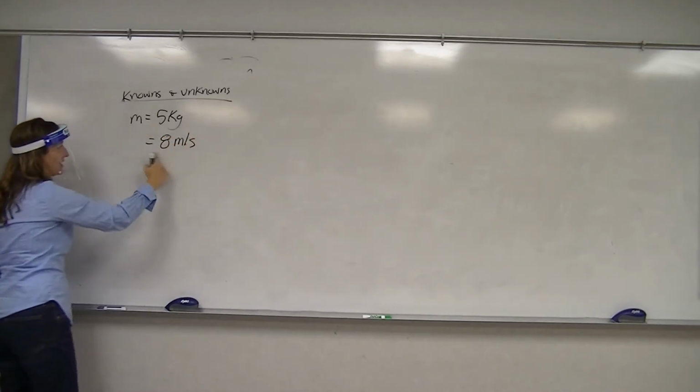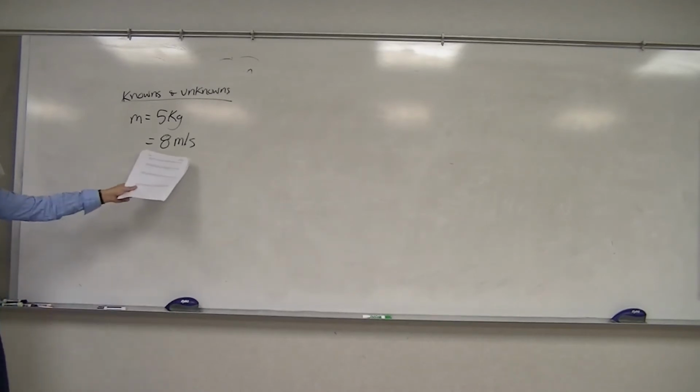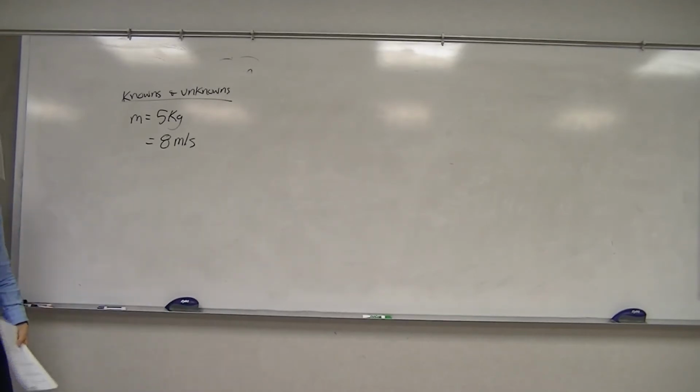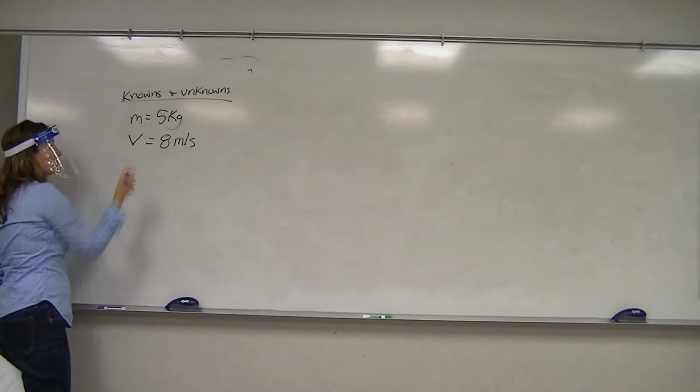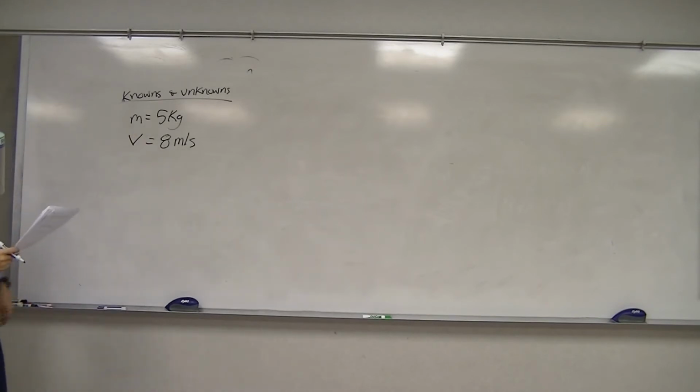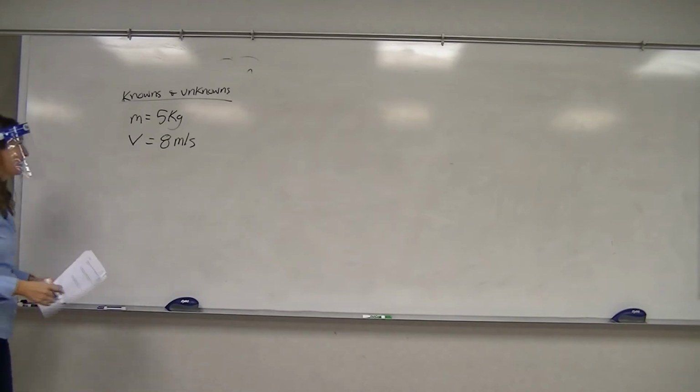To figure out what that is, it might be helpful to have your variables with the units, because you can just say, okay, which one of my variables has the units in meters per second? Velocity does. Then it says that same ball is slowing to 2 meters per second due to the force of friction. So they're giving me a second velocity.